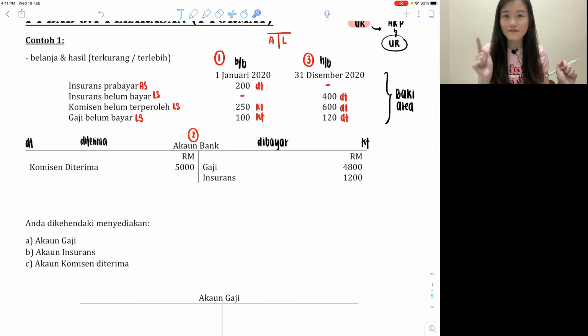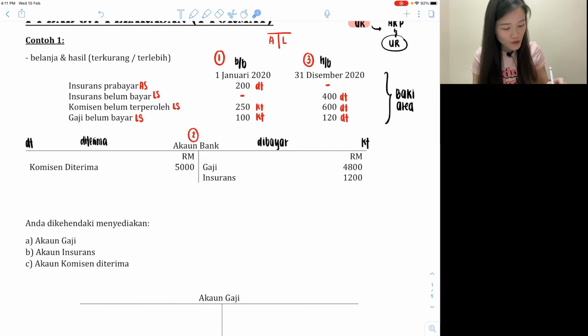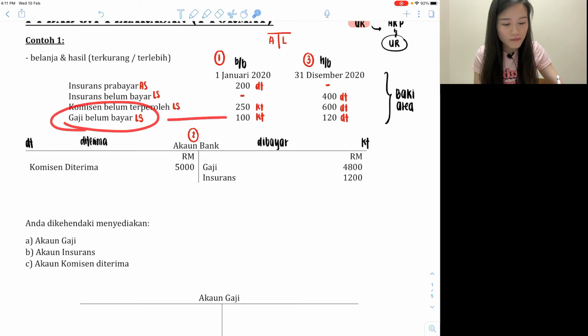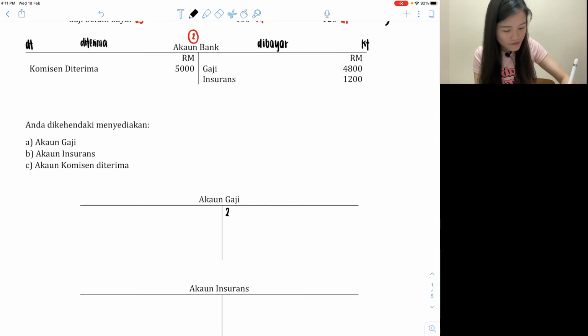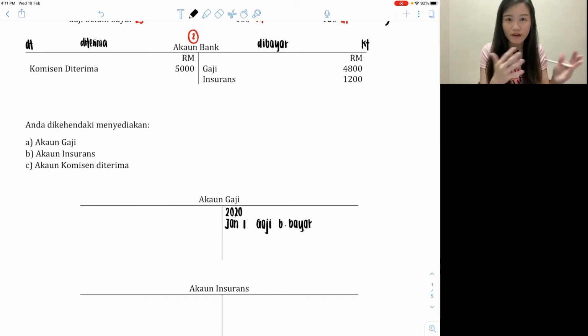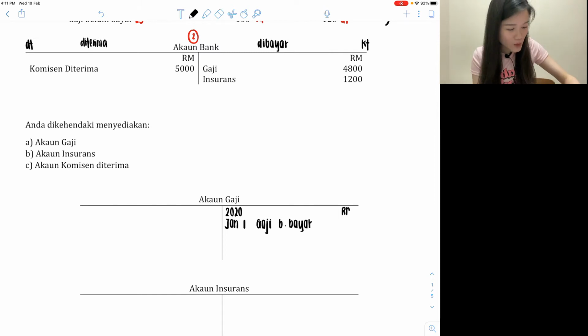Let's go ahead and start finding out our untung rugi amount. So what are you supposed to do now? Follow. Now I want to open account gaji first, right? Gaji has a baki BB of belum bayar on the credit side. So I will follow this 100 ringgit to be put into the ledger itself with the date alongside. So 2020, January 1st. Make sure to write the name in full. Gaji belum bayar. Right here, I'm showing you the short form, but during the exam, make sure you write them in full. So gaji belum bayar worth of 100 ringgit to start our account gaji.